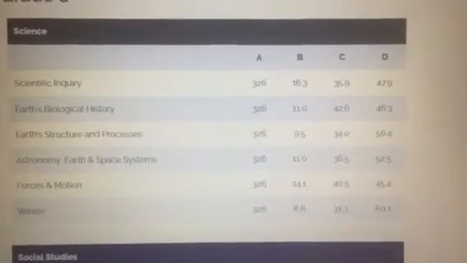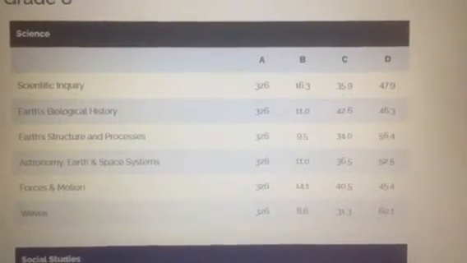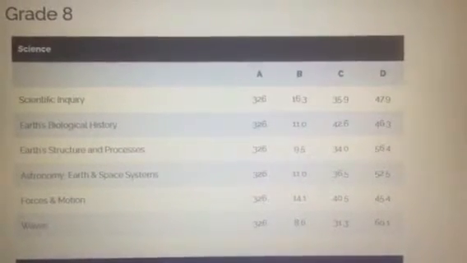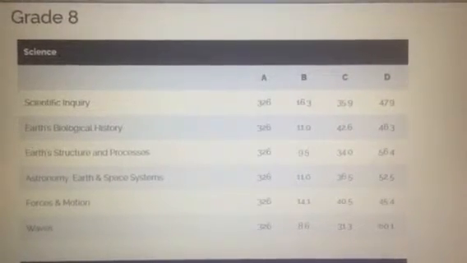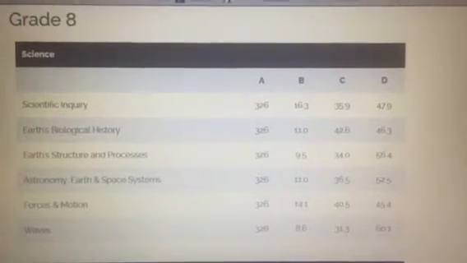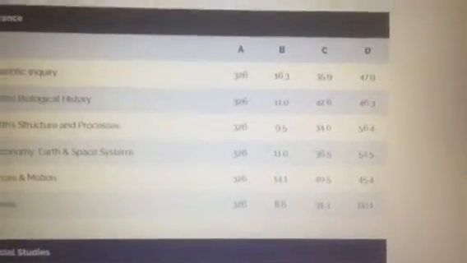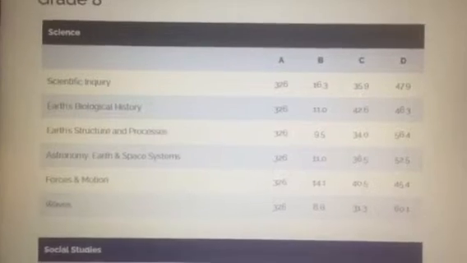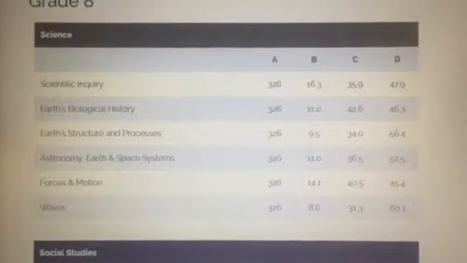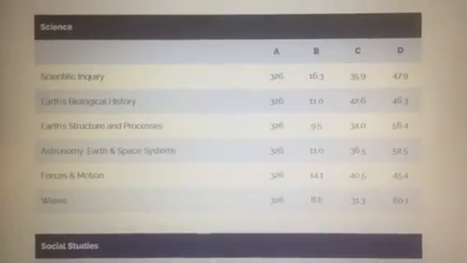If we were to move on to 8th grade science, we have about 48% of our students demonstrating strengths in scientific inquiry. We have 46% in biological history, 56% in earth structures and processes, 52.5% in astronomy, 45% in force and motion, and 60% in waves. Once again, the weaknesses area is still fairly low, with the highest weakness for 8th grade science being inquiry at 16.3%. The others are at or around 10%, with the exception of force and motion at 14.1%.